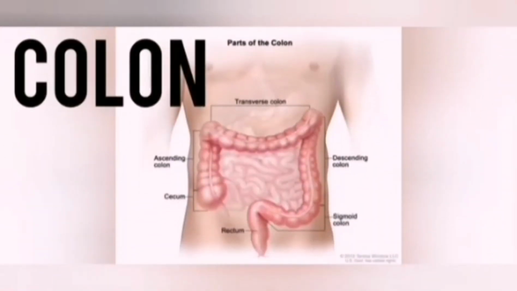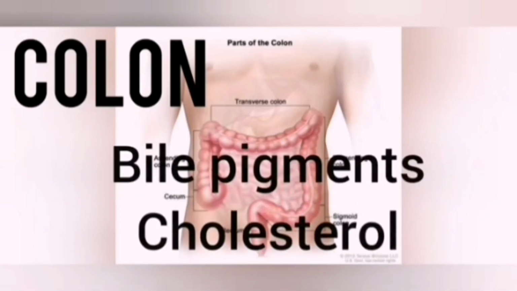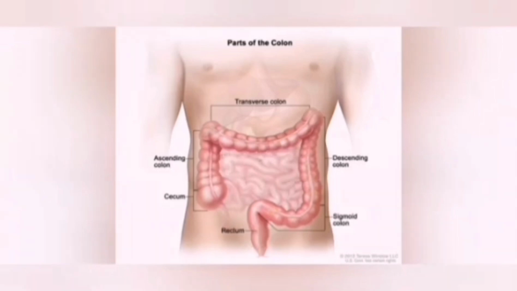Then we also learned about the colon in grade 10. The colon is the last part of the large intestine, and when the body breaks down hemoglobin in the liver, the result is what we call bile pigments. When you eat a fatty diet, excess of cholesterol is digested and broken into a waste product that is also digested by the colon. And then obviously some bacteria and mucus is also excreted through the colon.